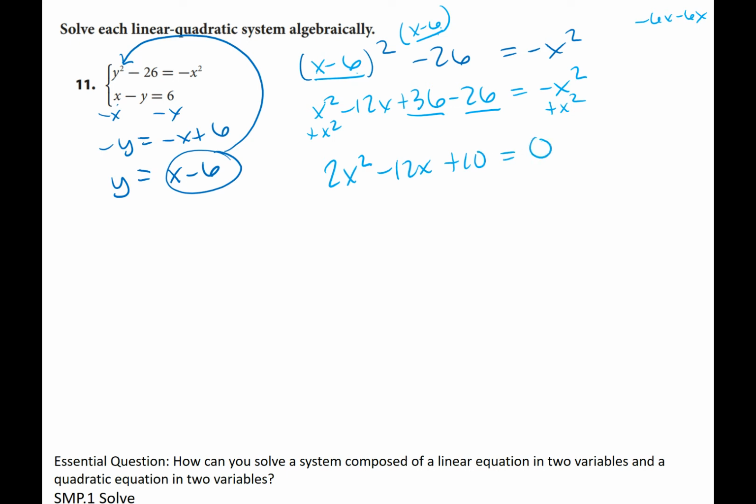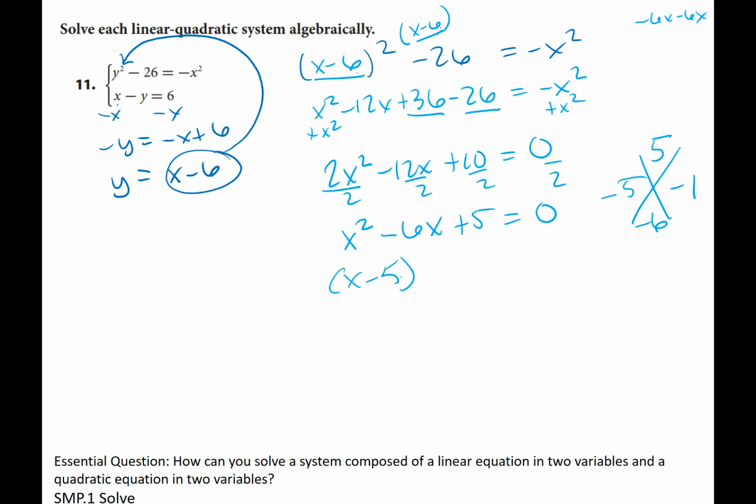All right, I'm going to do something here that we haven't seen ourselves do before, but I see a 2 in all of those. So I'm going to divide that out, and that will allow me to have a leading coefficient of 1. So x squared minus 6x plus 5 equals 0. Essentially, we took out a greatest common factor of 2. Now magic x is really nice. I need two numbers that multiply to 5 and add to negative 6. So we'd use negative 5 and negative 1. So we'd have x minus 5 times x minus 1 equals 0.